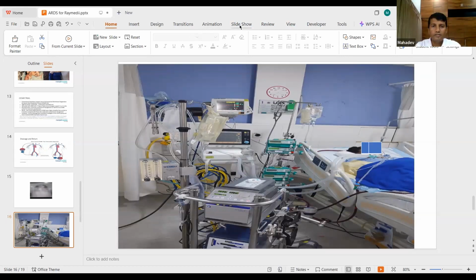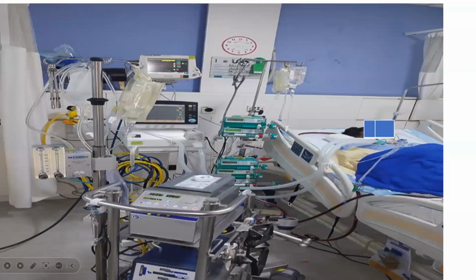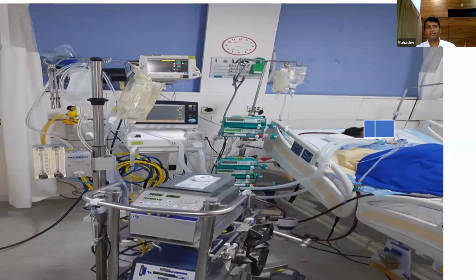Madhav, can you put in slideshow actually? Sorry, I forgot about it. Okay, so looking at the X-ray, can you appreciate this? So this is the patient.